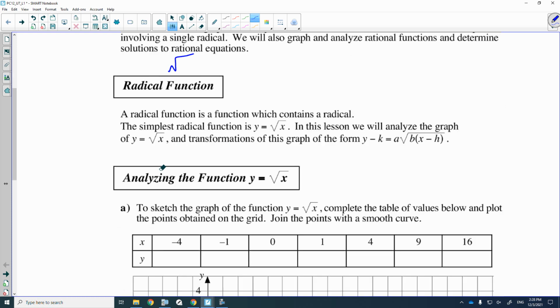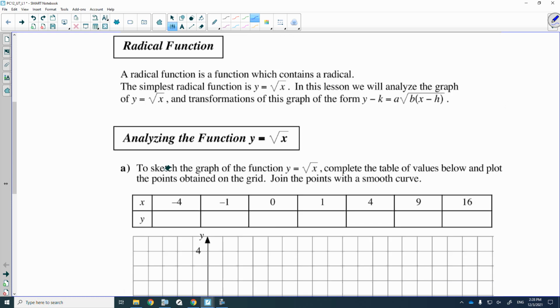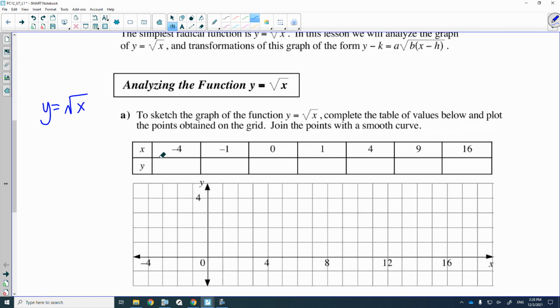And the simplest radical function that we could explore is the function y is equal to the square root of x. So if we were to graph and analyze y is equal to the square root of x, we could do that by completing this table of values. So if x is -4, if I take x out and input -4 and I try to take the square root of a negative number, I cannot do that. It's not going to be defined. Same with -1. We cannot take the square root of -1. That is not defined. The square root of 0, though, is 0.